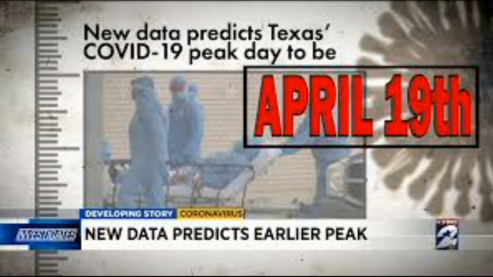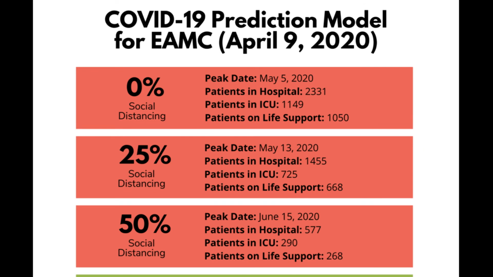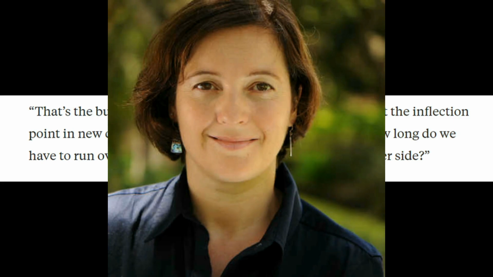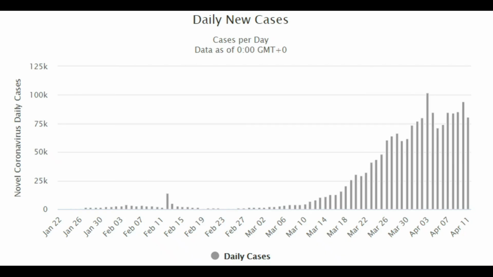When scientists and politicians discuss the peak of the coronavirus, they are using the work that mathematicians have done to estimate the location of the inflection point. As you can probably imagine, a lot of effort has gone into trying to find the inflection point. According to Dr. Shannon Bennett, a virologist and chief of science with the California Academy of Sciences, that's the burning question for all of us. When will we detect the inflection point in new cases? And once we detect it, how long do we have to run over the crest of the wave before we're on the other side?